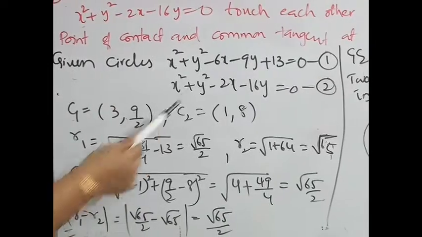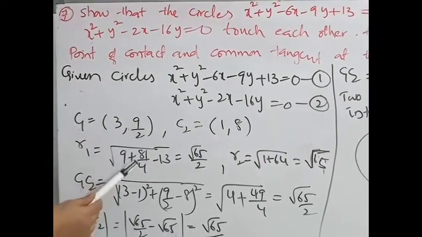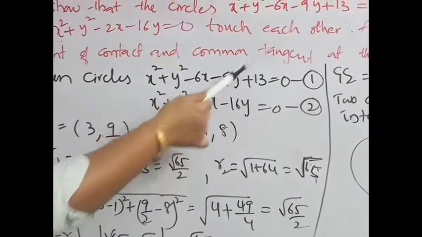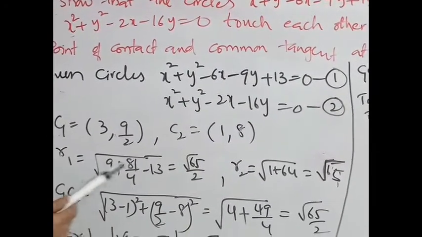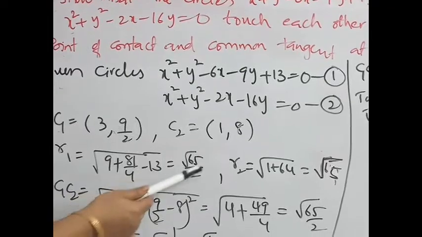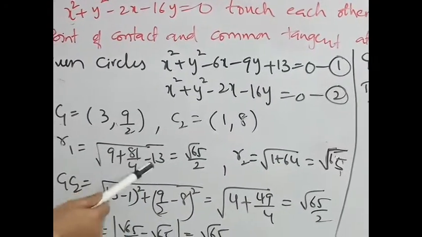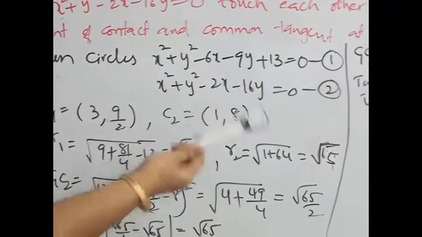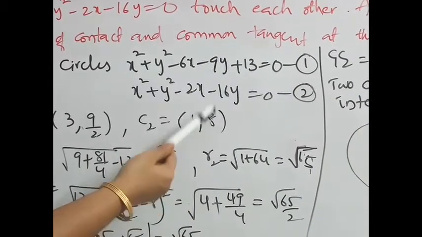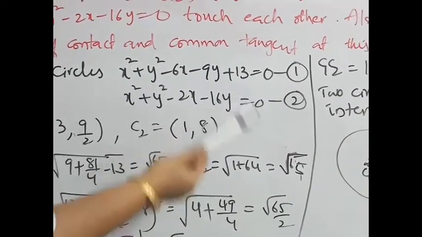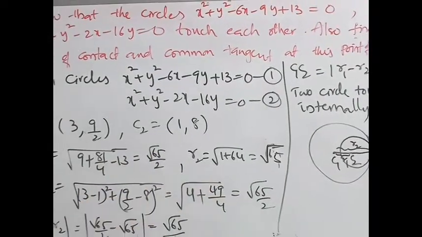So R1 means root of g square plus f square minus c, which means 13. Then we can get 4 as LCM, then by adding the numerators, we can get root 65 here, by root 4 means 2 here. And similarly, R2 means root of 1 square plus 64 minus c; here there is no c, so 0. That is root 65.